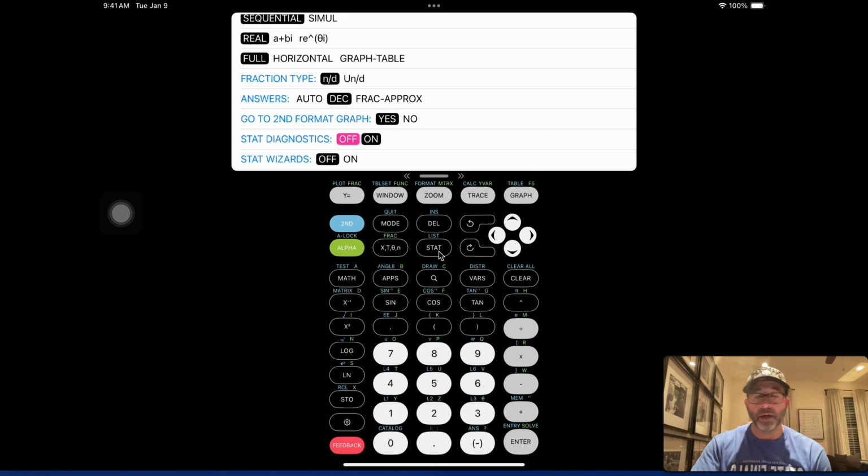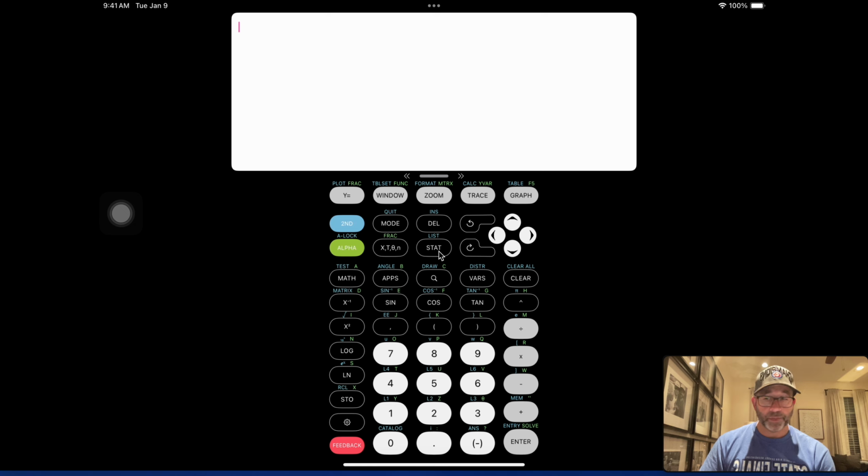Okay, right there. And we want to make sure the stat diagnostics is turned on. So what we're doing is we're telling our calculator we're about to do some statistics, okay? Once that's turned on, you go to on, you hit enter on it, and that goes and turns it on. You're going to hit second mode, and that's going to quit you back out.